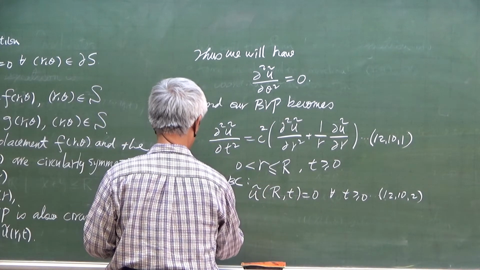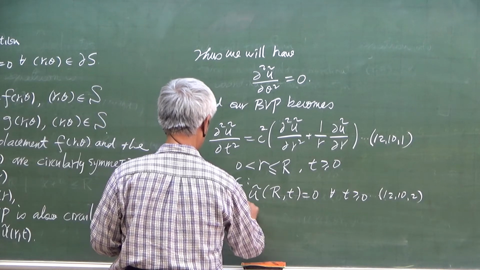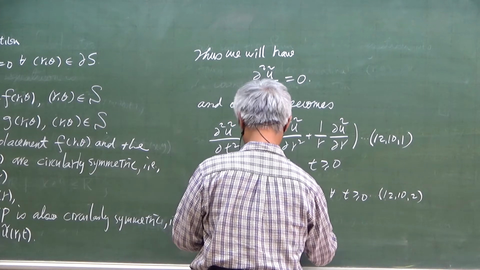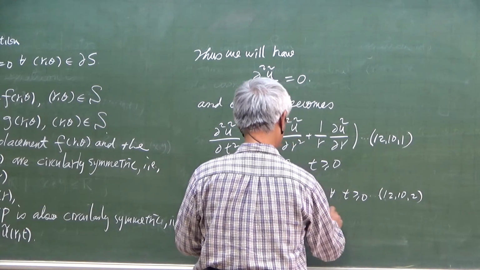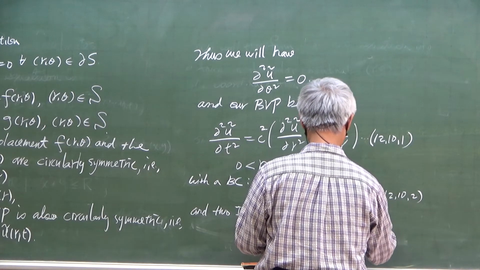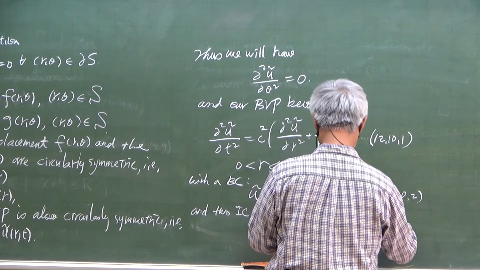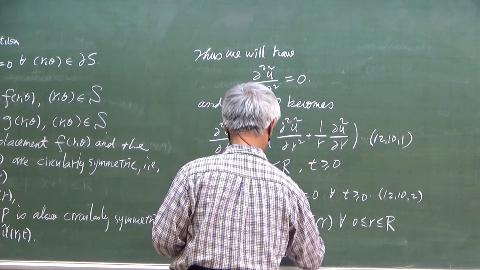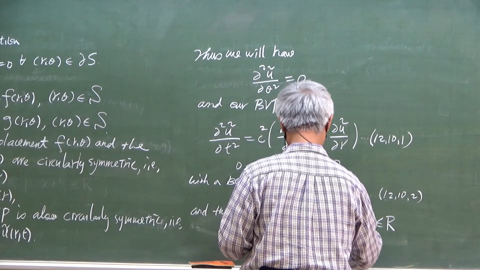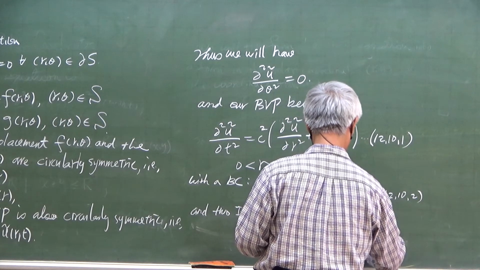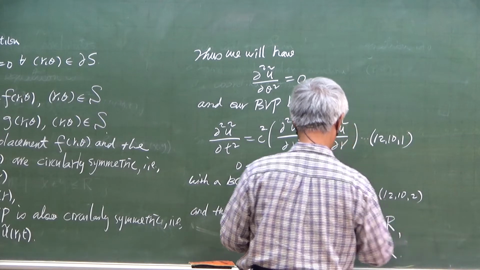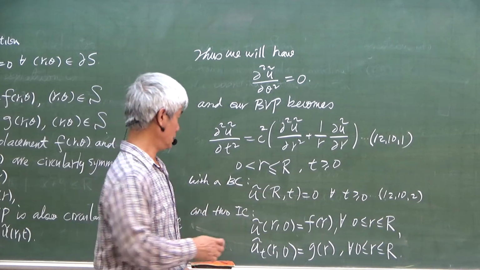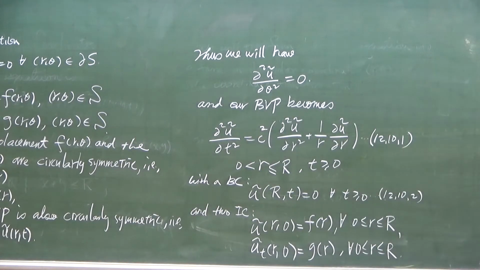And two initial conditions. u tilde(r, 0) is equal to f(r) for all r from 0 to capital R. And u tilde_t(r, 0) is equal to g(r) for all r. So r includes 0, the center of the circular membrane.